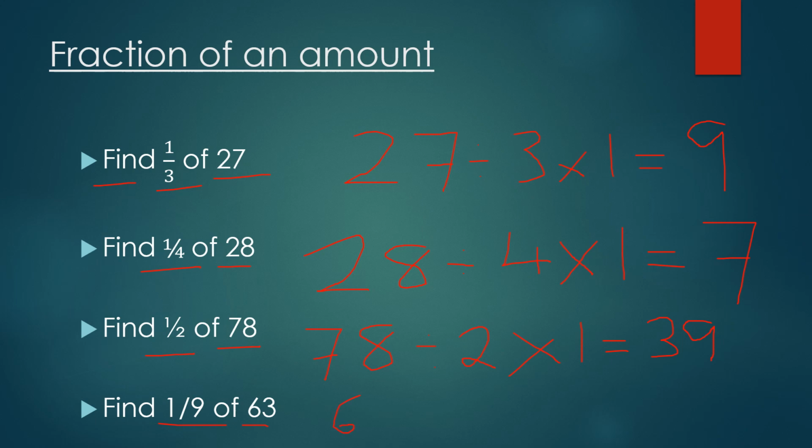We do 63 divided by 9 times it by 1. Okay, when I work this out, guys, I'm going to get 7. So this is what I call finding a unitary fractional amount here, where the numerator is equal to 1. So in summary, we divide by the denominator and then we multiply by the numerator, okay?